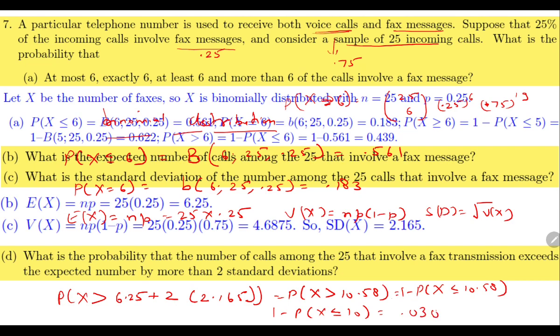So please do verify, the final answer must be 0.03. So that's all from this sheet.